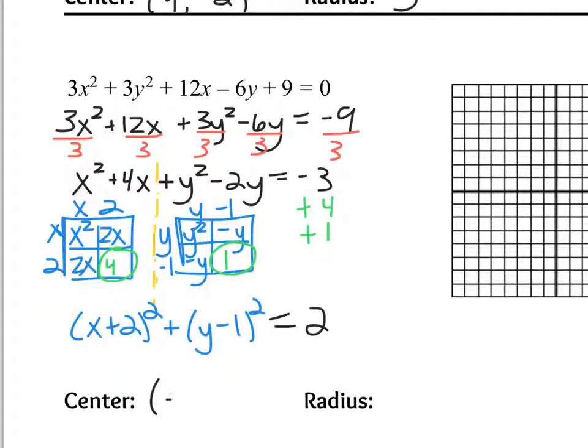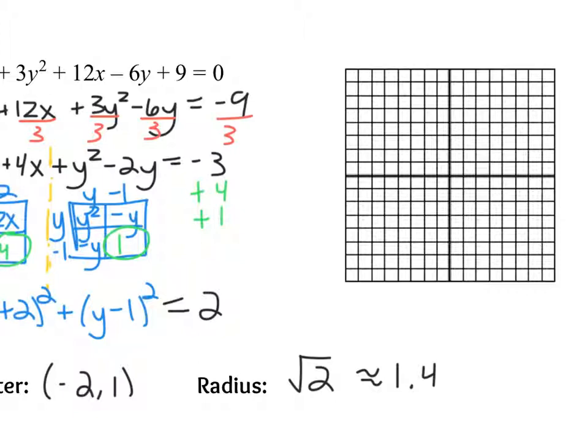So my center is (-2, 1). And my radius is the square root of 2, which usually I want to leave, but we can approximate that as about 1.4 for when I'm graphing. So kind of, sort of 1.5.